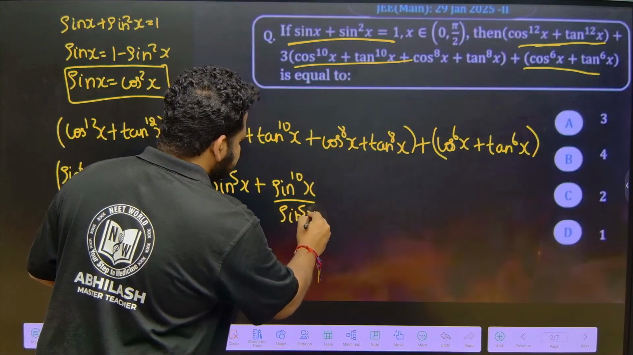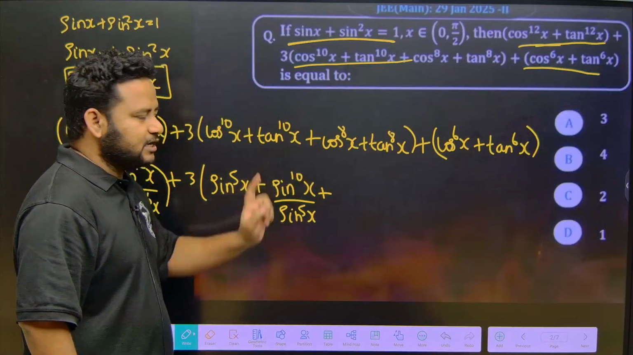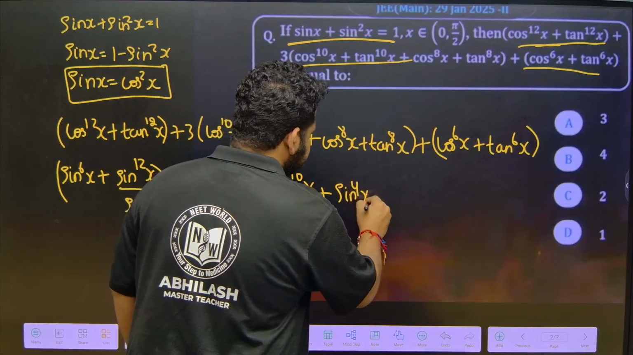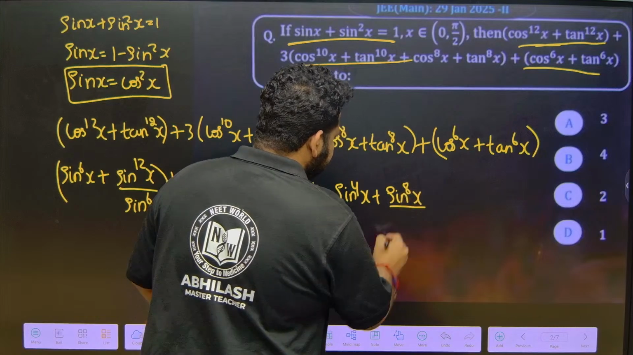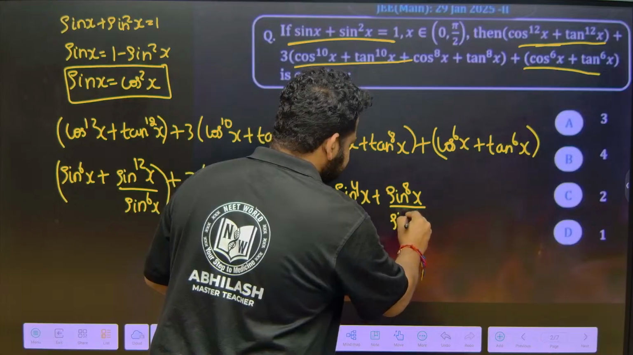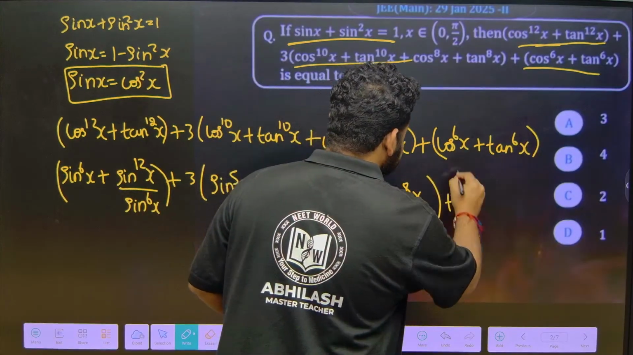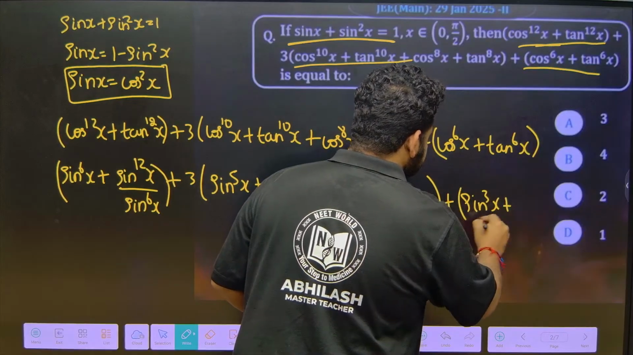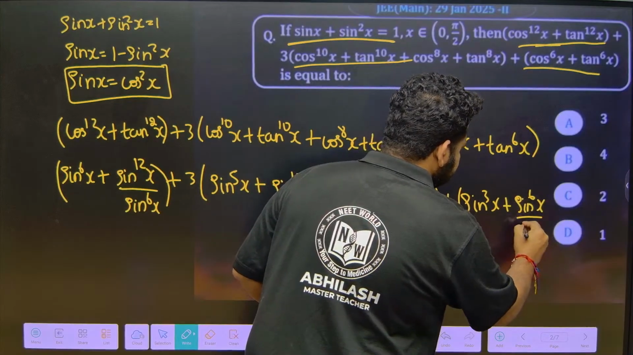Plus cos power 8x. Instead of writing directly cos power 8x, I will write it as sin power 4x. This will be sin power 8x divided by cos power 8x, in terms of sin, I will write it as sin power 4x. Now, plus this will be again in terms of sin, sin power 3x plus this will be sin power 6x divided by sin power 3x.